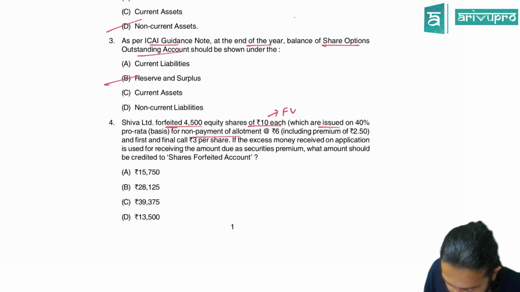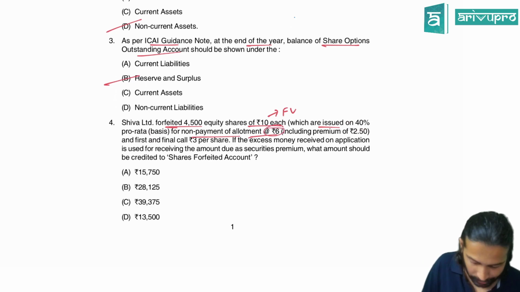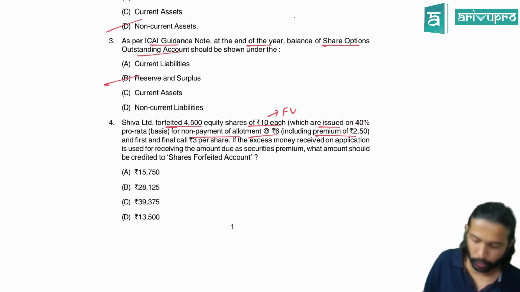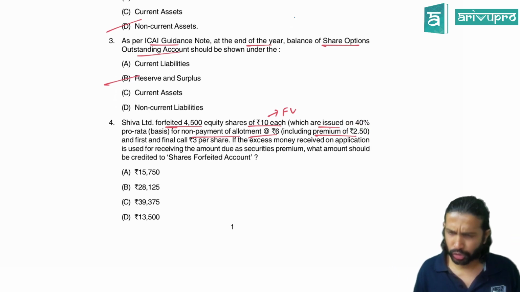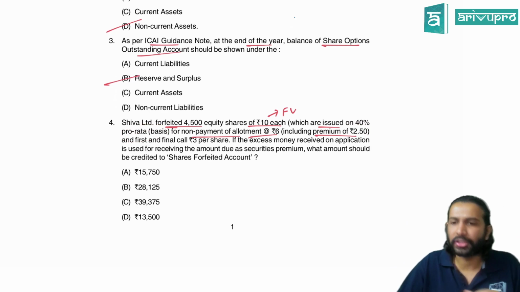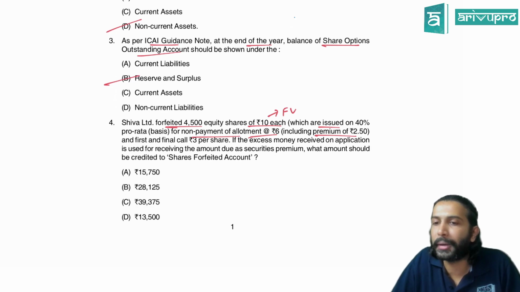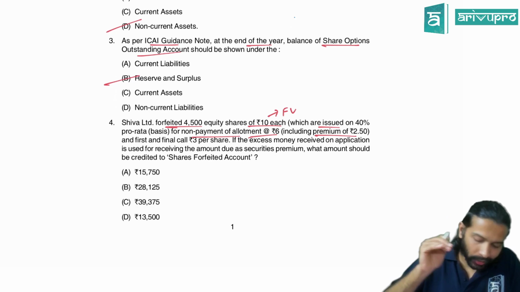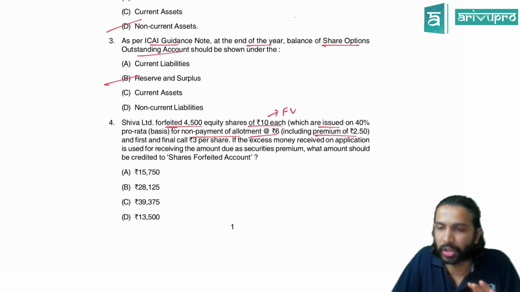For non-payment of allotment at 6 rupees, including a premium of 2.5 rupees. Looks like too many big words they used, correct? No. Okay. One, they used pro rata basis. Pro rata means, when will pro rata come in? Pro rata will come in case of oversubscription.